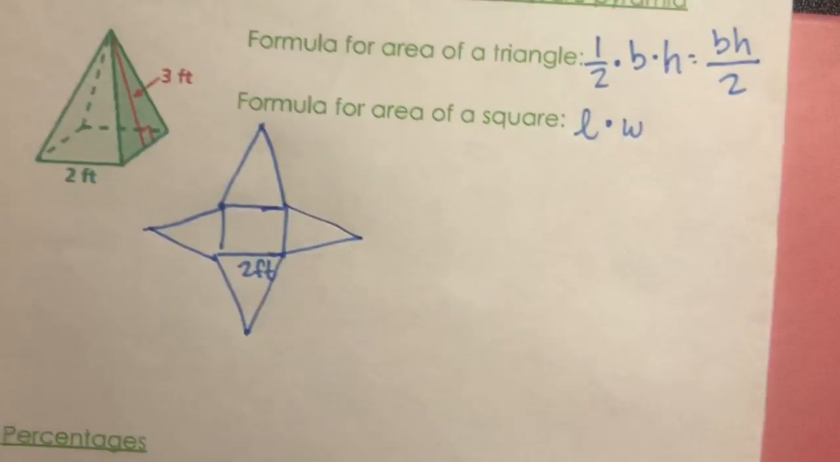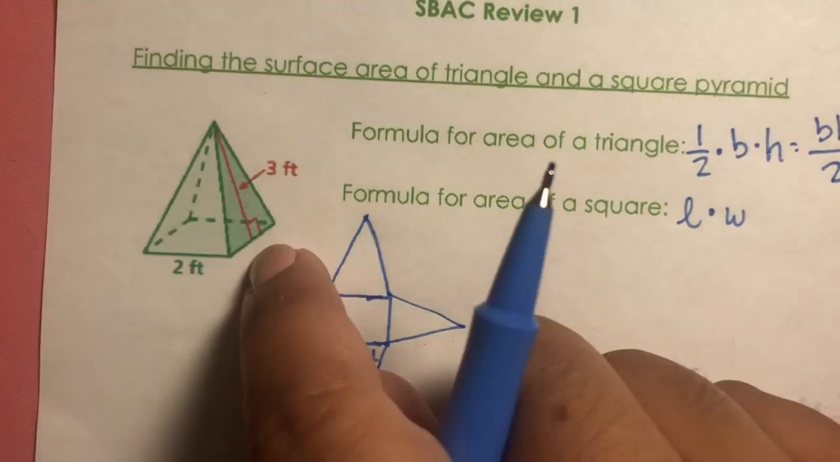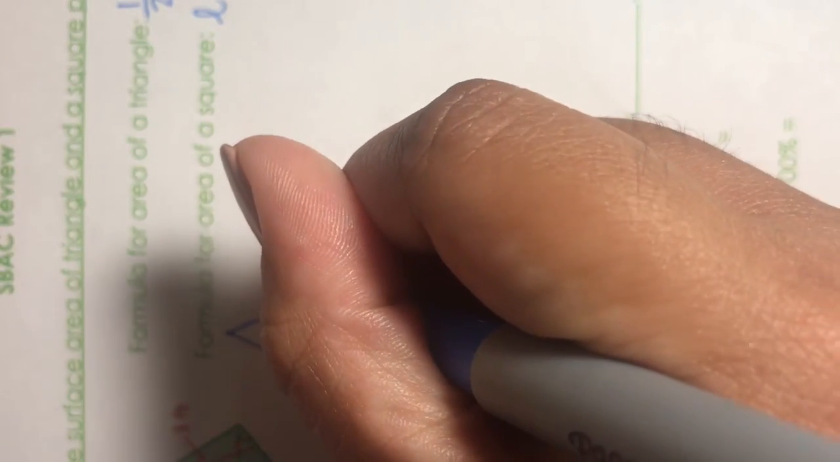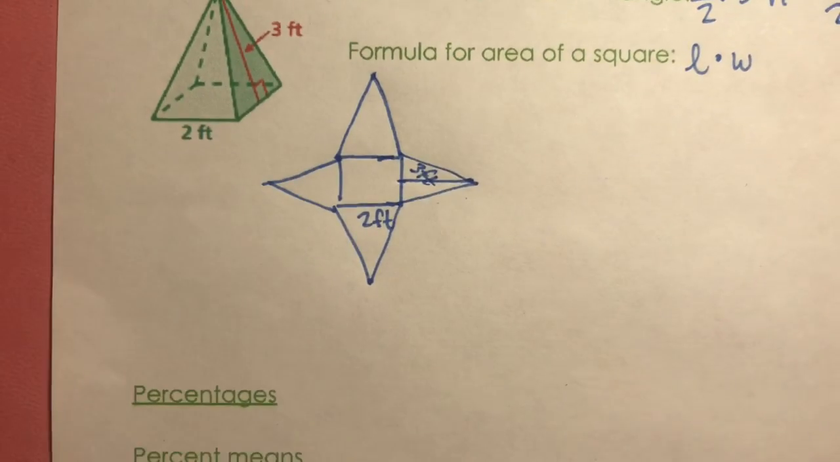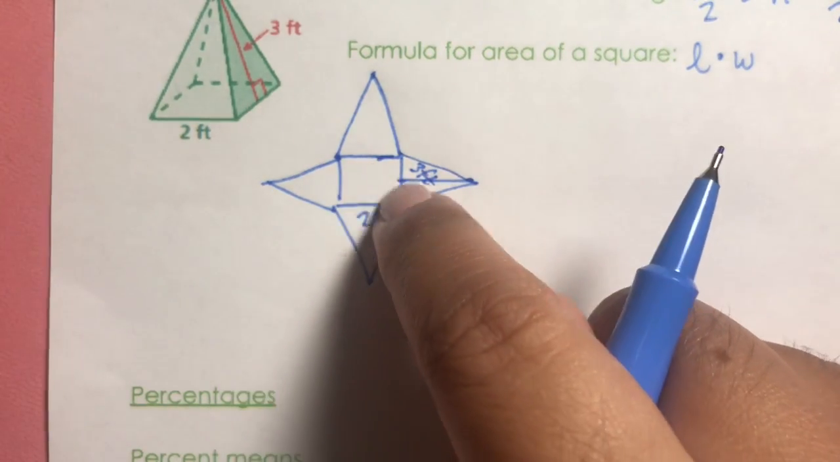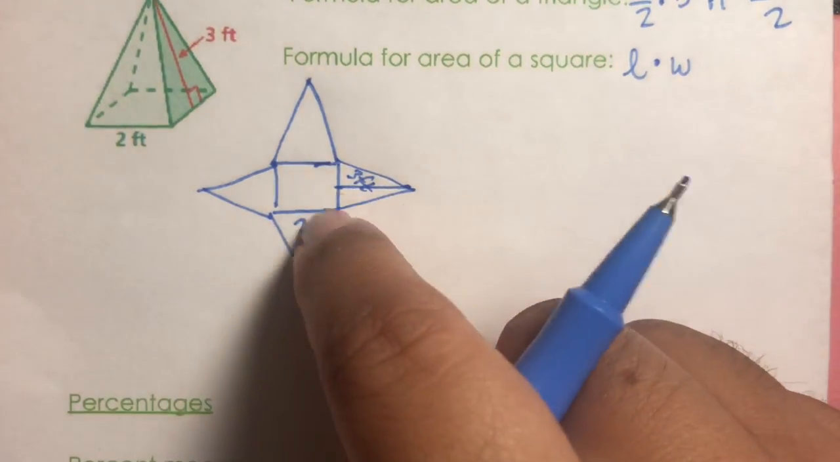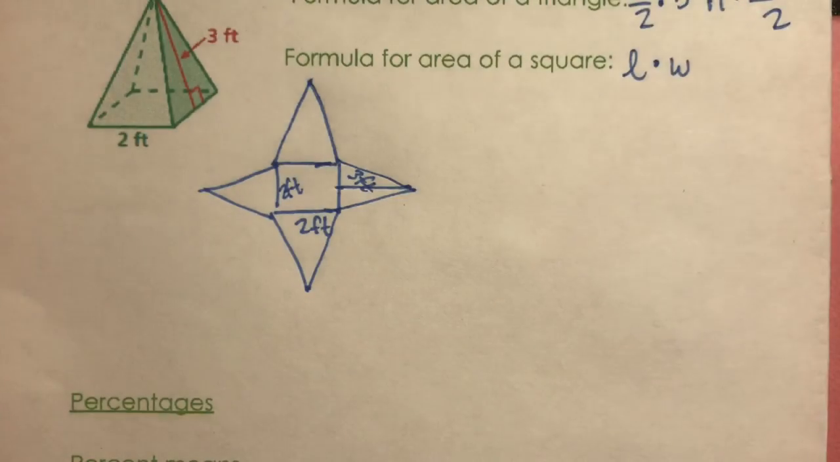Okay, so you do the same. And then since we know that the height of this square pyramid's triangles is 3 feet, we're going to write down on the side here, it doesn't really matter which because they're all going to be the same, 3 feet. As you can see, the base of this square pyramid has a width of 2 feet and a length of 2 feet because it's a square, and as you know, squares have the same length on each side.